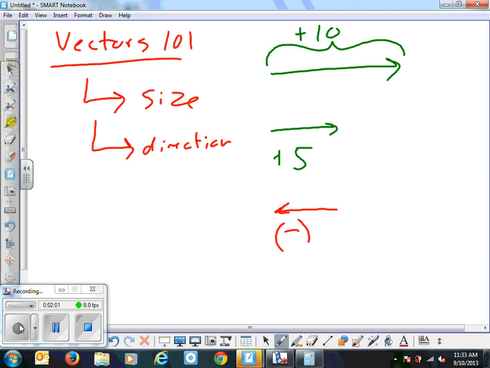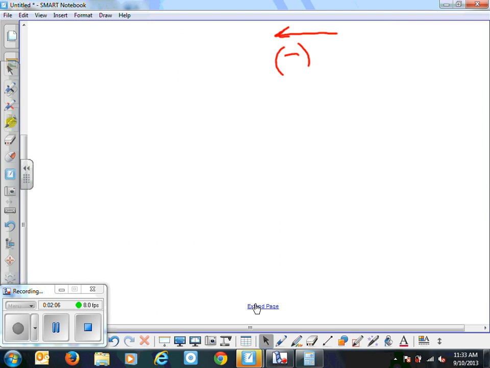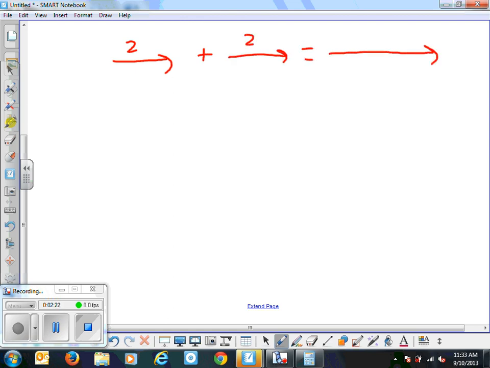So you might be wondering why they say 2 plus 2 doesn't always equal 4. Well, 2 plus 2 can equal 4. What I mean by that is, if I have 2 plus 2, that equals 4. Okay, so you understand that. But if I have 2 plus 2, that equals 0, because you have to consider the direction as well as the size when you're doing vectors.